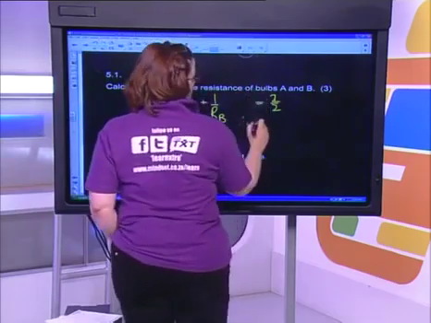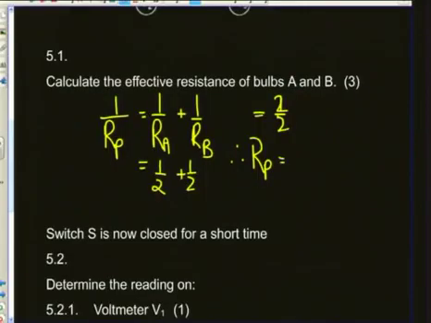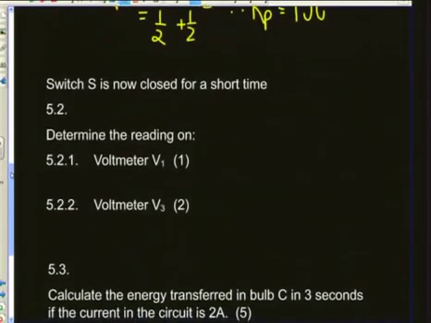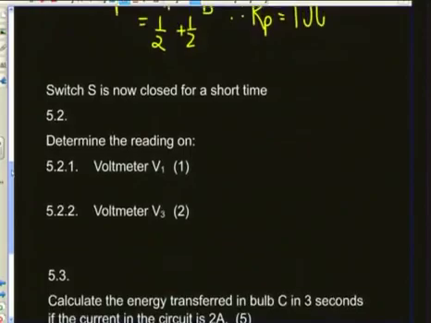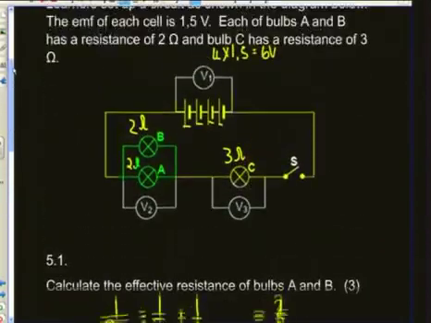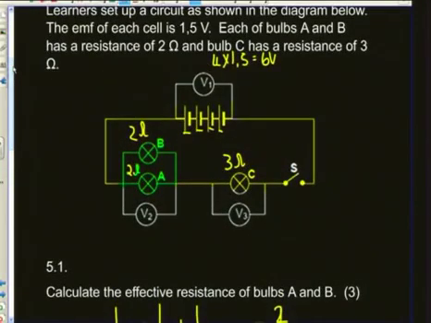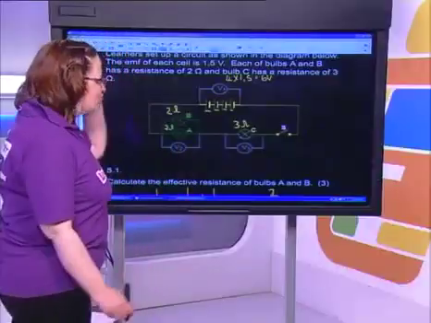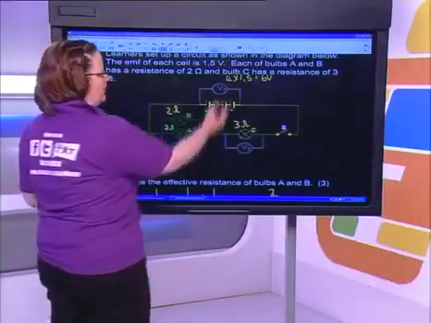But remember, I want R parallel, so turn it upside down, but it's 2 divided by 2, which is 1, and 1 turned upside down is still 1 ohm. Okay? Now they say to you, switch S is now closed for a short time. Determine the reading on voltmeter V1. We've already done that. We have already determined the reading of voltmeter V1.